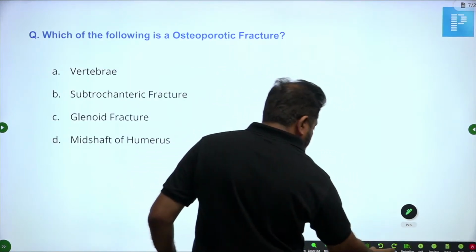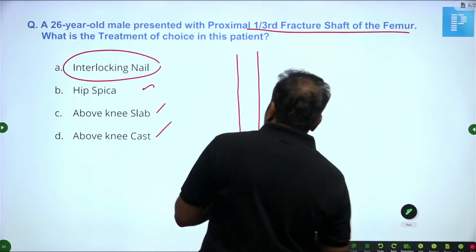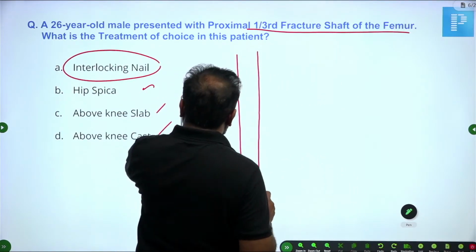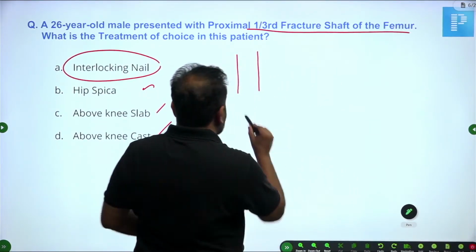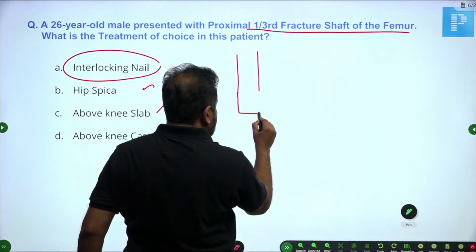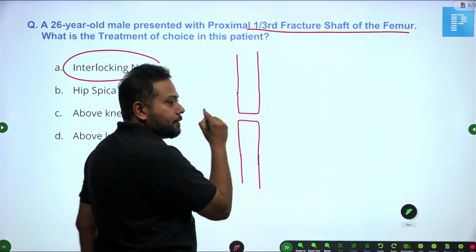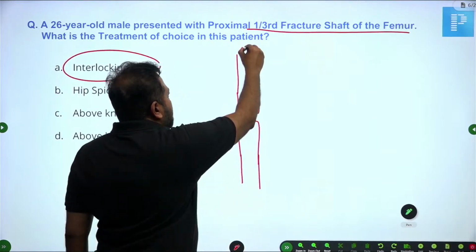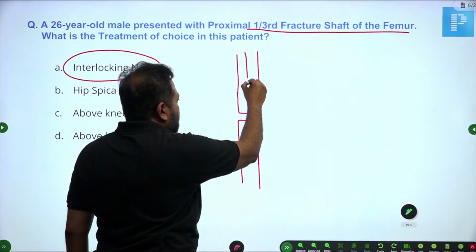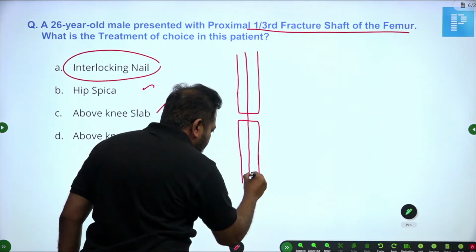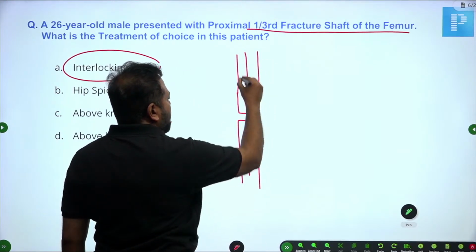Femoral shaft. The fracture has happened at this level. This is the proximal fragment. This is the distal fragment. I am introducing a nail through the proximal fragment, through the fracture site into the distal fragment. I am not locking anything.